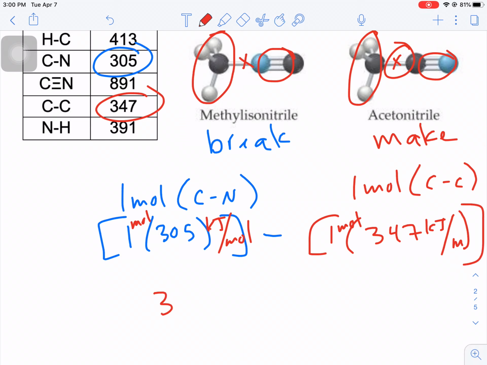So basically, you're doing 305. That's how much energy you have to spend in order to break the carbon-nitrogen bond on the left, and you're going to subtract out the 347 kilojoules, which is the amount of energy that you get back. All in all, this will be a negative answer. And a negative answer indicates that it is going to be exothermic and likely to be spontaneous. So I'm going to let you do the math on that one.